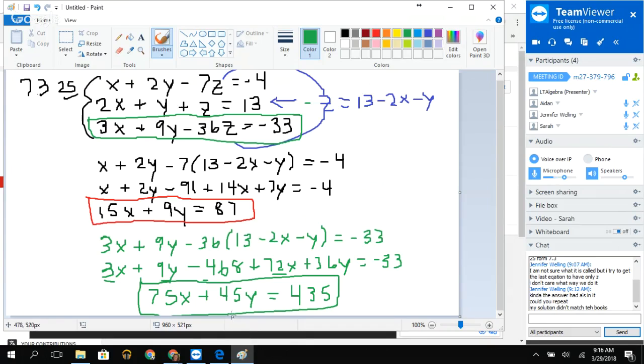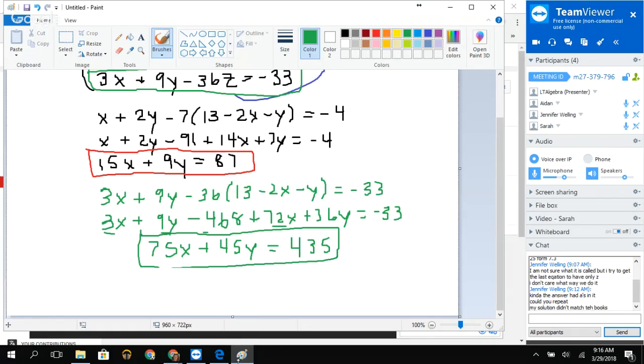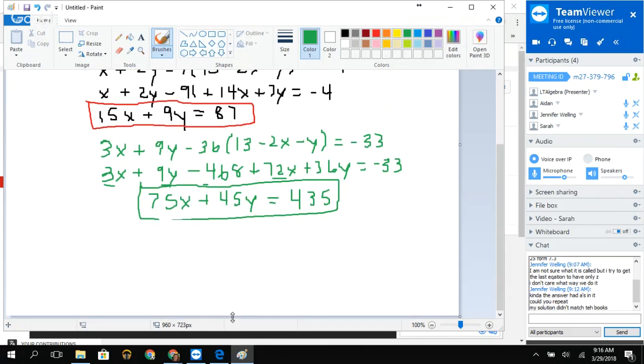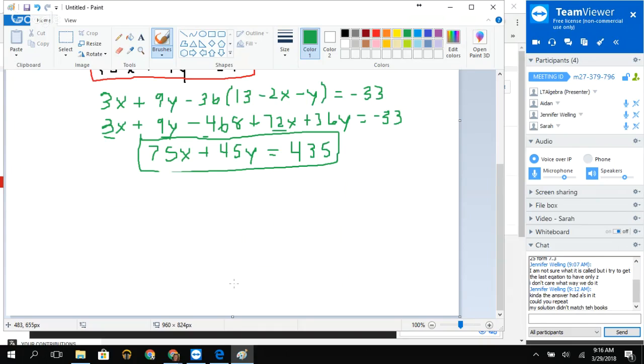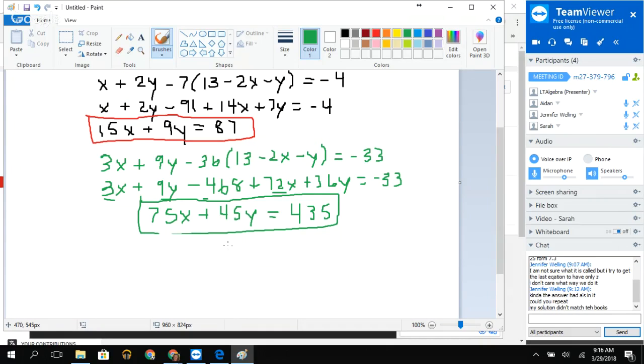So now I just need to extend my paper by a lot, because now I have two equations with two variables, and I can solve for one of those, right? Hopefully. All right, so let me just rewrite these down here. I have 15x plus 9y equals 87, and I have 75x plus 45y equals 435.